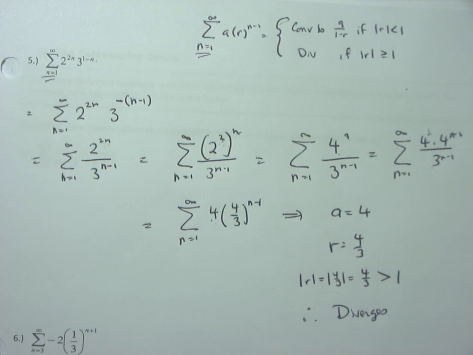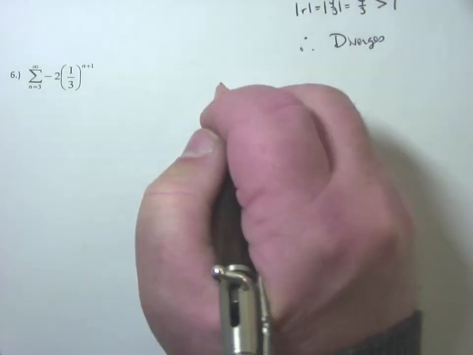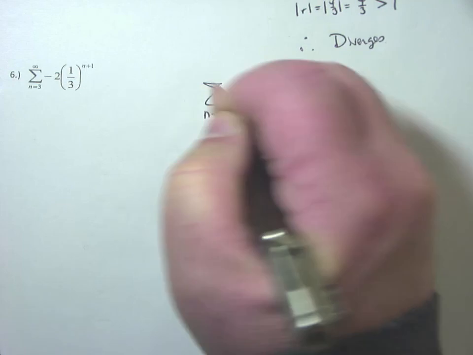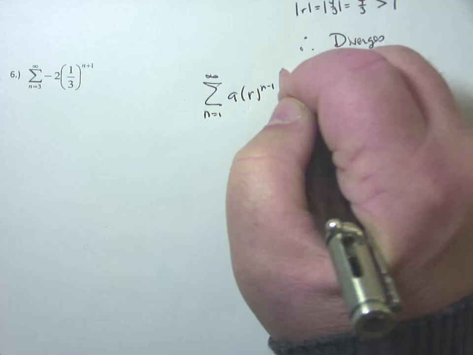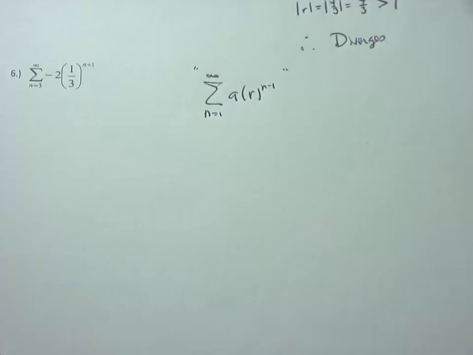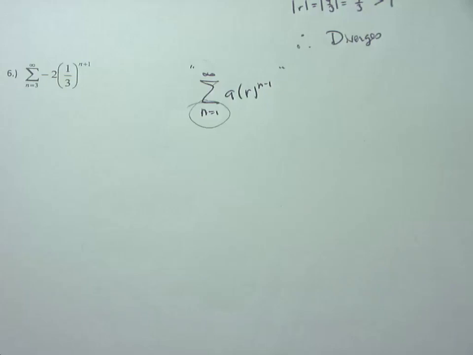But what if the sum doesn't start at 1? Look at this guy here. I've got the sum as n goes from 3 to infinity of negative 2 times 1/3 to the n plus 1. First things first, to turn it into your geometric series formula, remember it's the sum as n goes from 1 to infinity of a r to the n minus 1. This is the look that I'm going for. I've got to start my summation. It's got to start at 1.